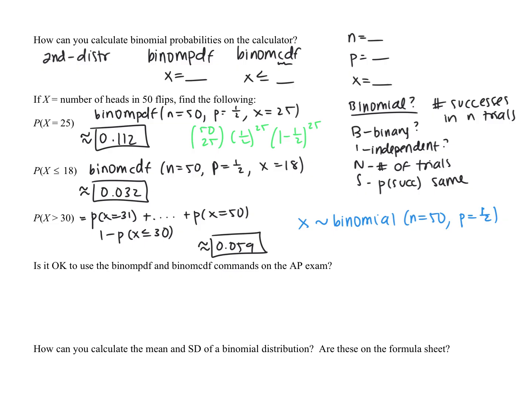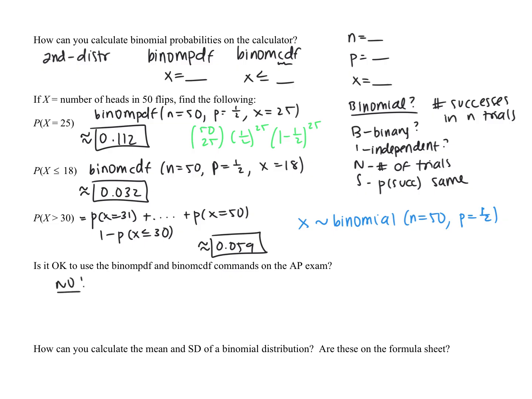I get 0.059 when I do that. You guys get the same thing? Okay. Are we comfortable with the calculator use? Yeah. Okay. Is it okay to use binomPDF and binomCDF commands on the AP exam? No.